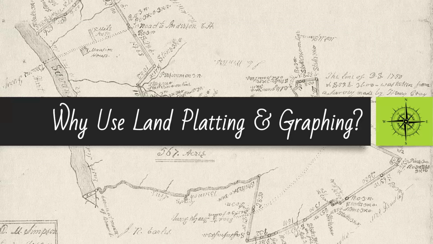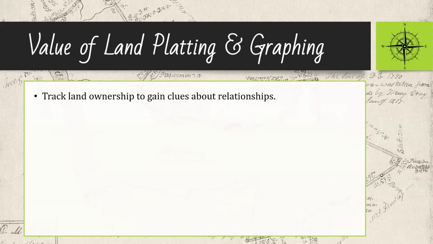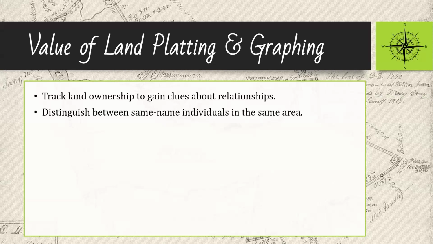All right, real quick, I want to talk about why we even would want to do land platting and graphing. A lot of times, land records give us clues about relationships. You can often see people selling land to family, close neighbors that later become family, depending on who everybody's marrying. So being able to track the ownership can give us clues about these relationships. This one could be really helpful if you've got multiple individuals of the same name, and you know that one of them is the guy that has the land down by 6 Mile Creek, and you know that the other one is the guy that has a house like in town, then it can help you track the differences between those families.